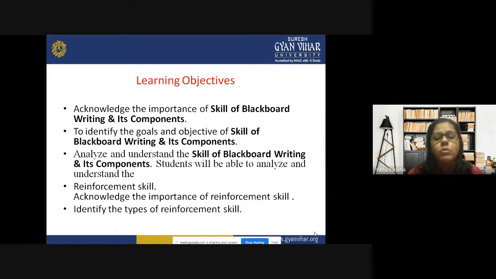Acknowledge the importance of reinforcement skill. They will be able to acknowledge why reinforcement skill is so important. Identify the types of reinforcement skills: they will find out that there are positive reinforcement and negative reinforcement, and the importance of each. These are the learning objectives that we want to achieve after the completion of this topic.